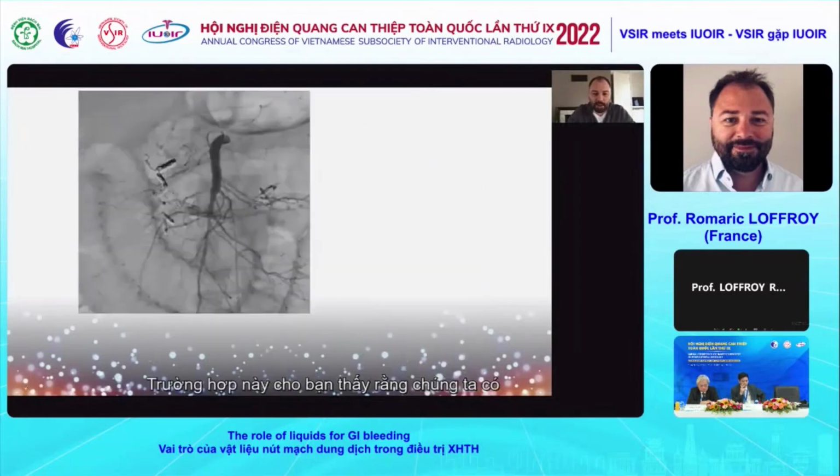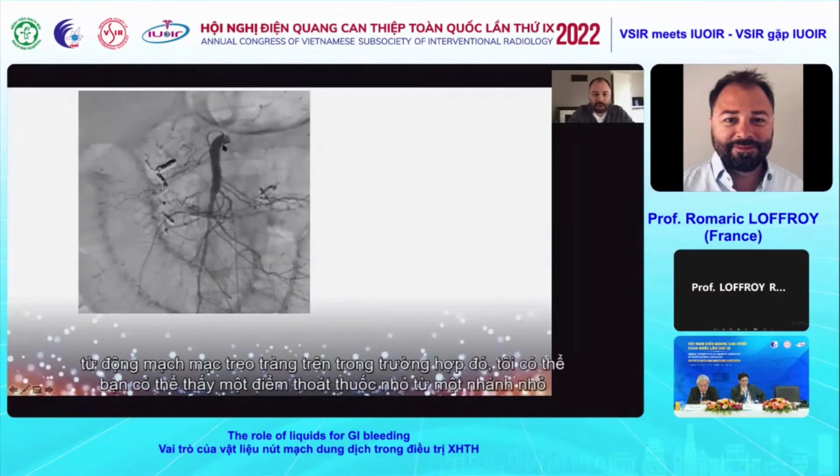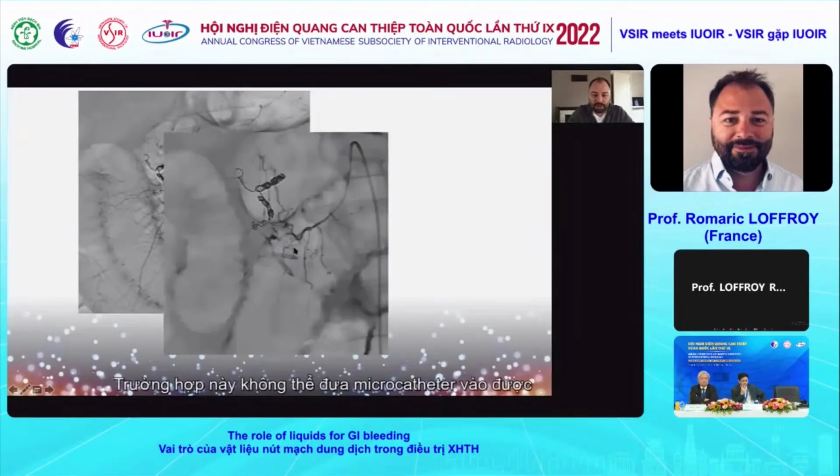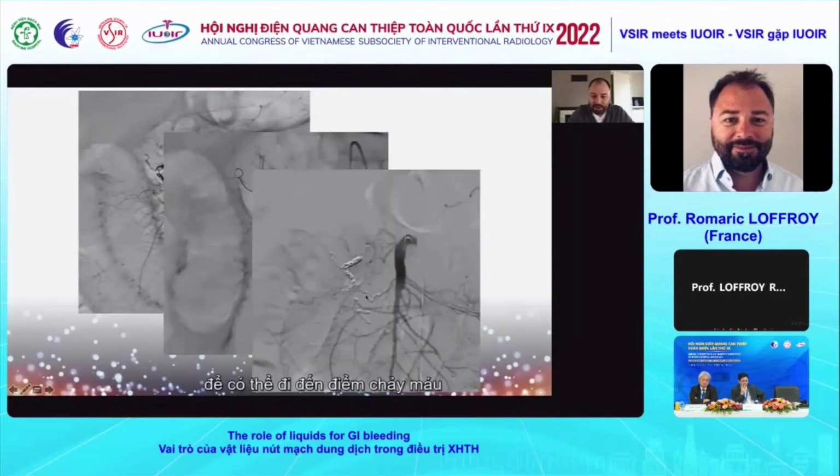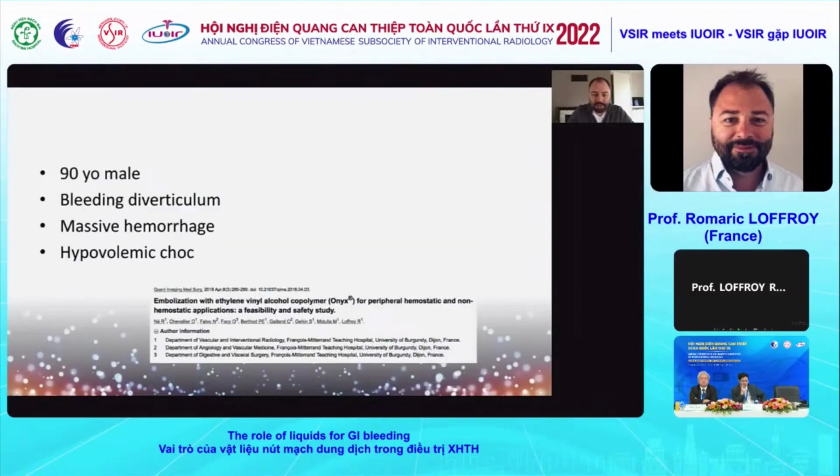And just this case to show you that we have to systematically check the potential backdoor bleeding from the SMA. In that case, you can see a small extravasation from a small branch, and it was impossible to put the micro more distally. So, of course, in that case, liquids are very interesting to reach the bleeding point from the tip of the microcatheter, with, again, a 1-to-1 ratio in that case, and we can really use very aggressive embolization in this area to avoid any bleeding because of collaterals.